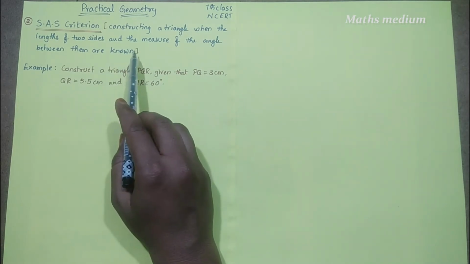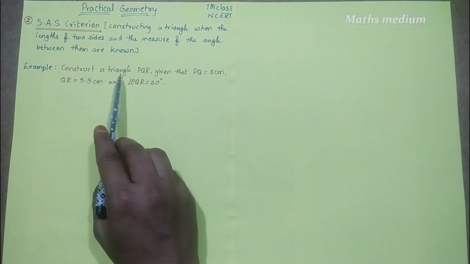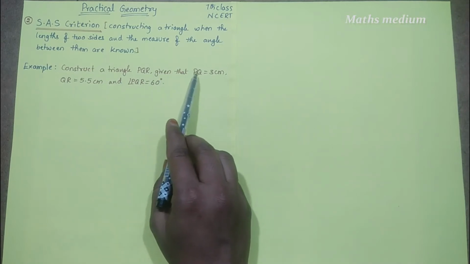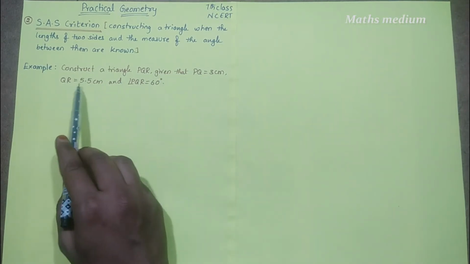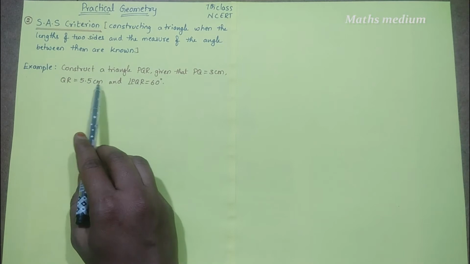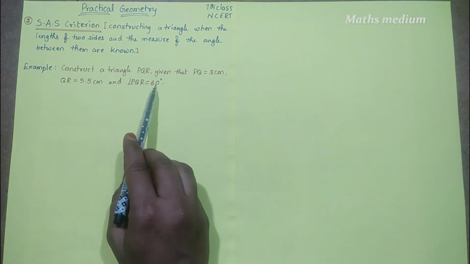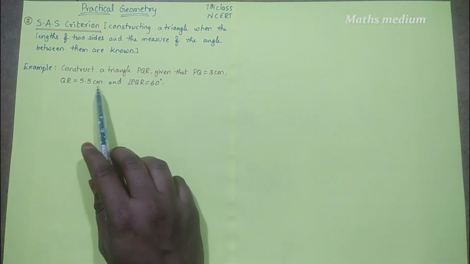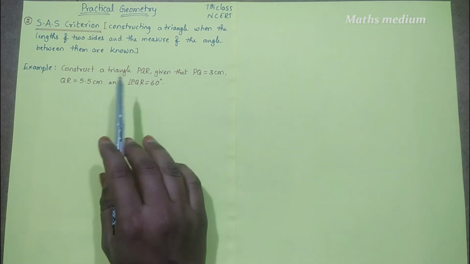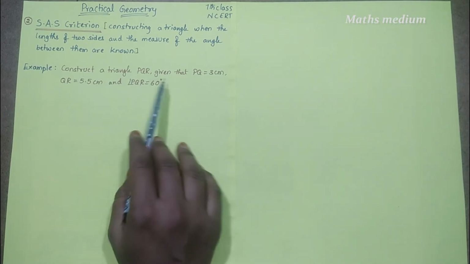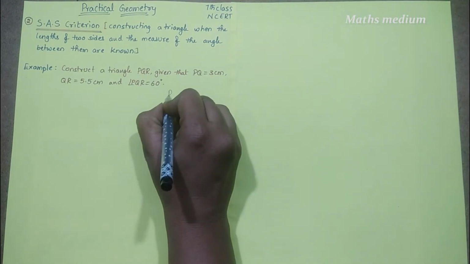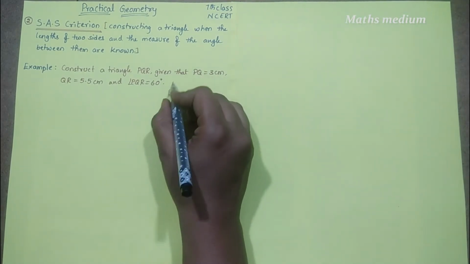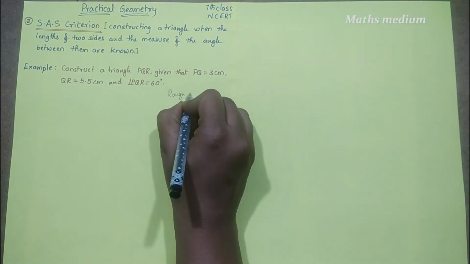So let's start with the example problem. Construct a triangle PQR given that PQ is equal to 3 centimeters, QR is equal to 5.5 centimeters and angle PQR is equal to 60 degrees. So we have to construct with these given measures. Before going into the construction of a triangle, we have to make a rough sketch for any type of construction diagram. So take the rough sketch here.